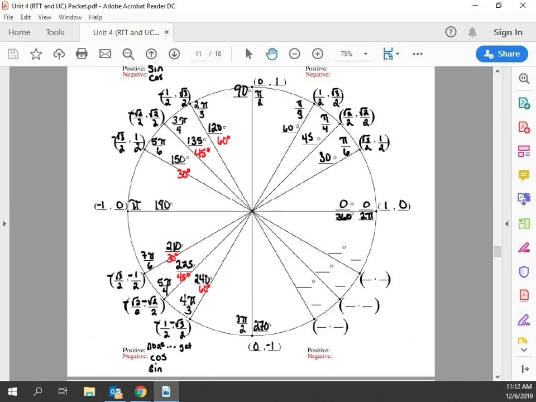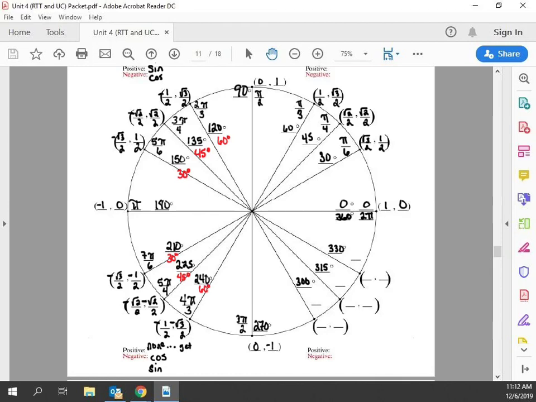So again, taking our distances that we talked about, 30, 45, 60. Let's go ahead and start with 270 now and go 30 degrees, which gives us what? 300. 315. And 330.